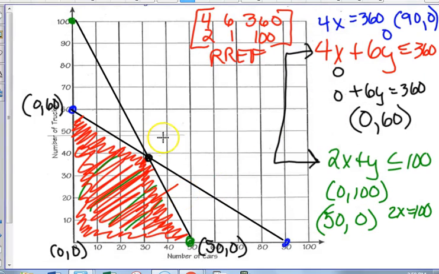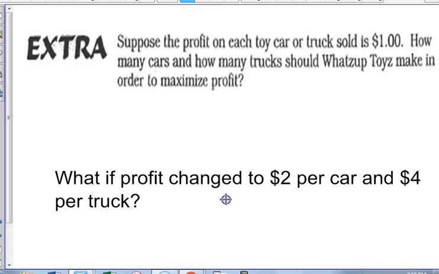What's this ordered pair then? 30 for x and 40 for y. Did everybody already have that? Because it graphed nicely on yours, better than mine. Okay, you guys are just better than me, that's all.